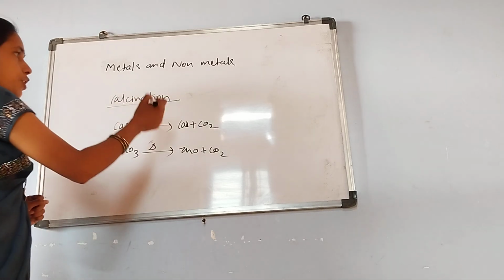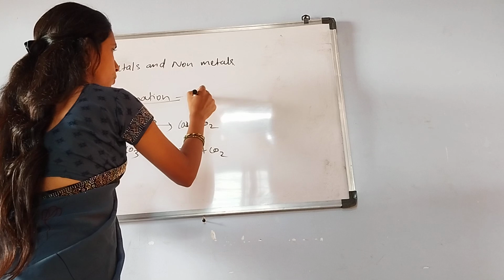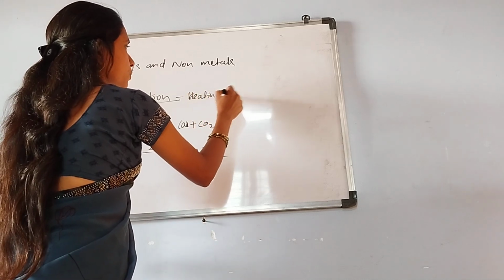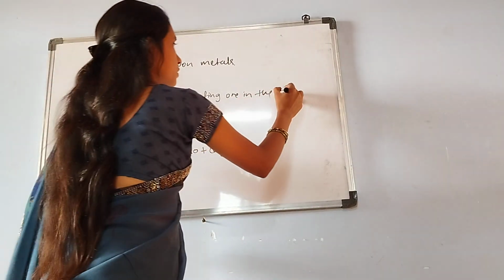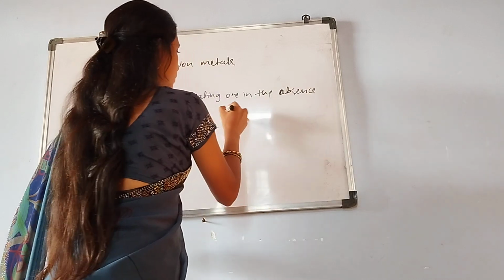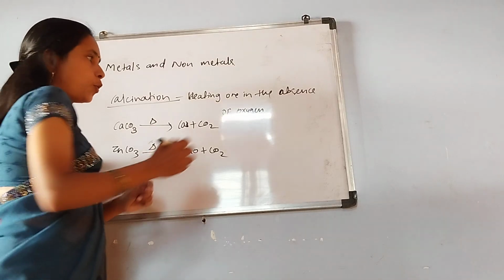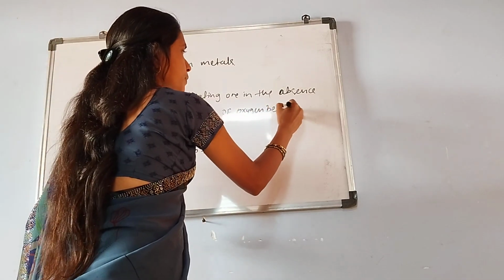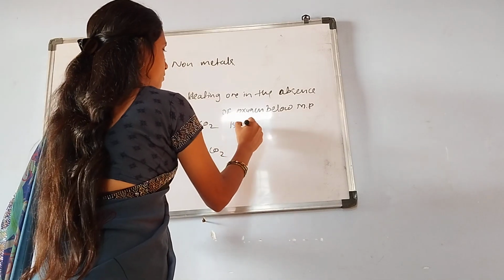So I will just write down the definition here. Heating carbonate ore in the absence of oxygen below its melting point is called calcination.